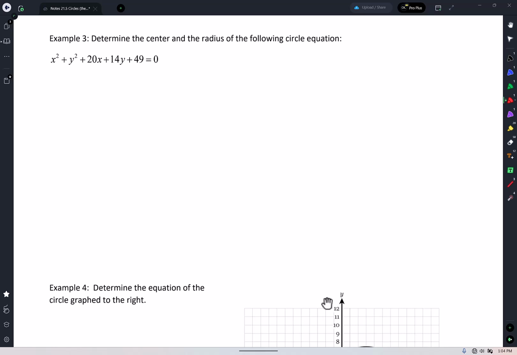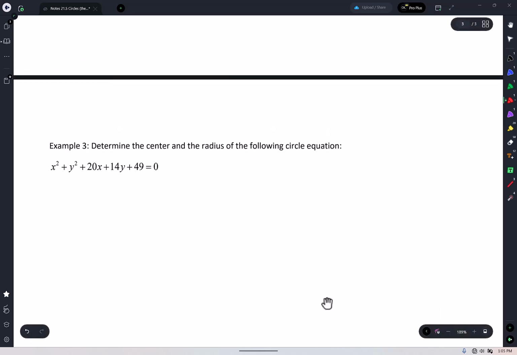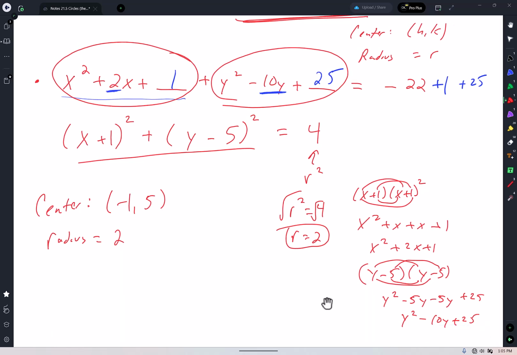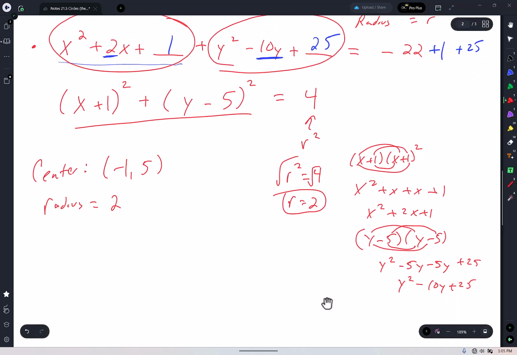Wait, so can you go back to the previous question? How did you get the 4? Oh, I added negative 22 plus 1 plus 25. Okay, negative 20. Right. Remember that you have to have plus 1 plus 25 for balance?